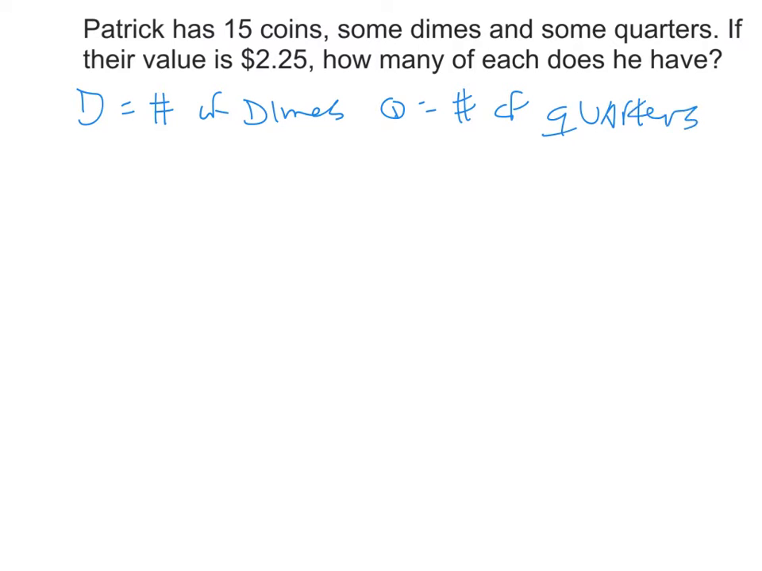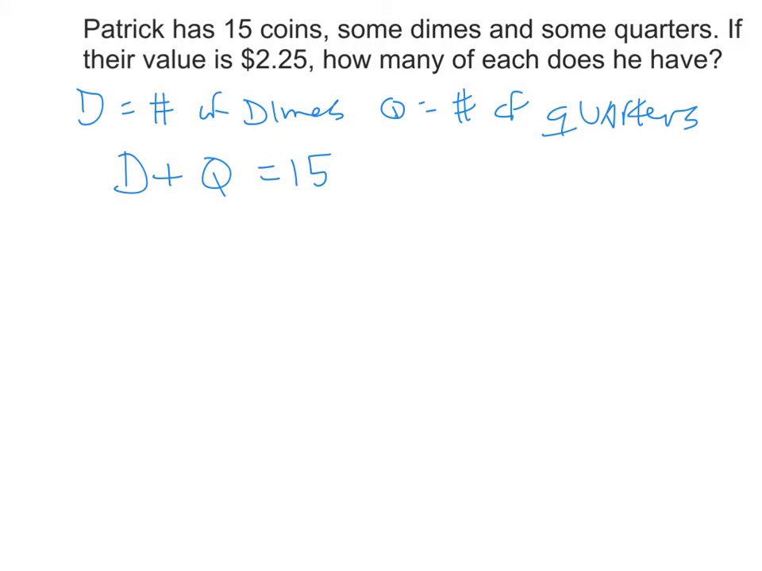Once you've defined your variables well, you can write two equations, one that's keeping track of the number of coins and the other that's keeping track of the value of the coins. So keeping track of the number of coins is easy. It says Patrick has 15 coins. So you'd simply say that D plus Q equals 15.